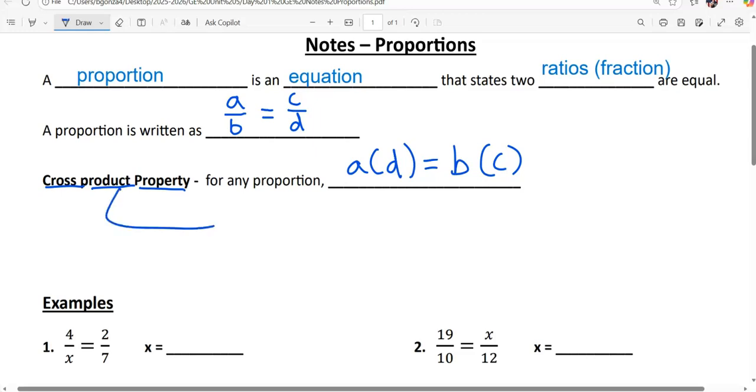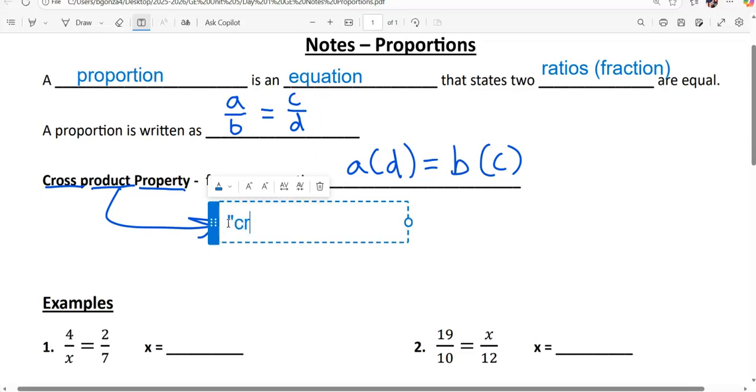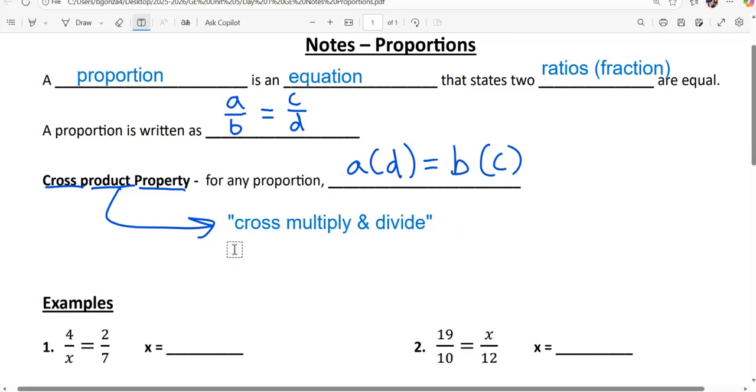Now, the way you may have heard of this before is called the rule cross multiply and divide. Have y'all heard of that before? Cross multiply and divide? Sweet, then you must have done proportions before. And I think everyone should have already. And then another way of talking about it is the butterfly method. Okay. So write this down.